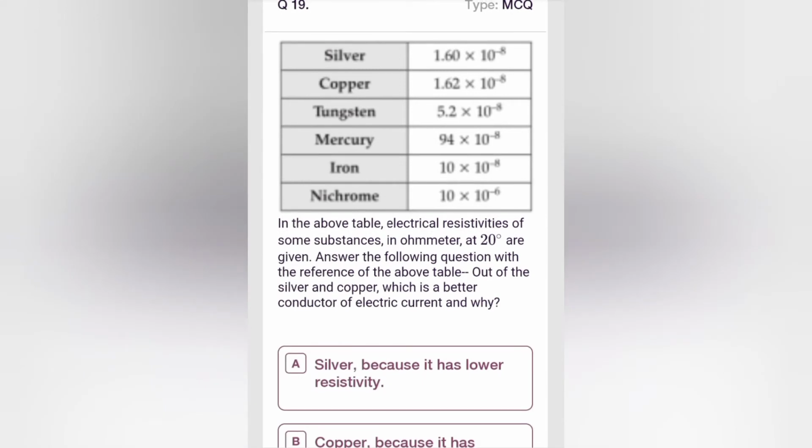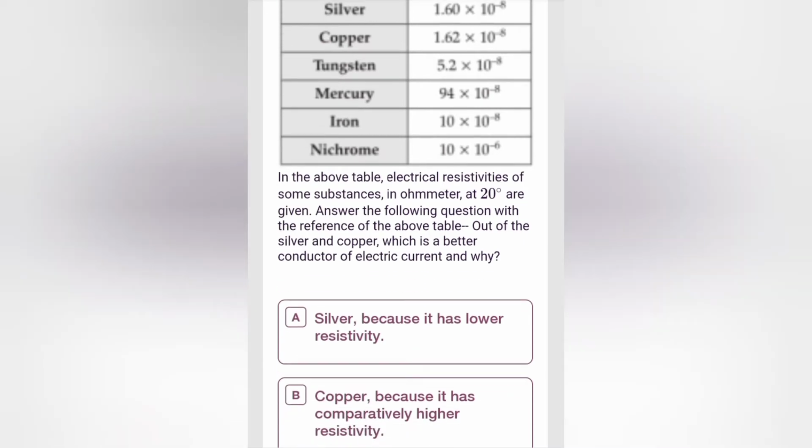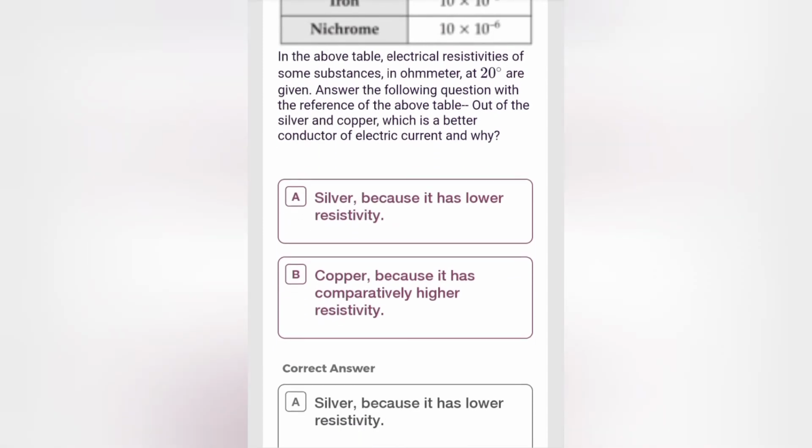In the above table, electrical resistivities of some substance in ohm meter at 20 degree are given. Answer the following questions with the reference to the above table. Out of the silver and copper, which is the better conductor of electric current and why? Just see, silver 1.60 and copper is 1.62. Copper has got a little higher resistivity, while silver has lower resistivity. So the better conductor of electric current would be silver because it has low resistivity. Okay, option E is the correct answer.